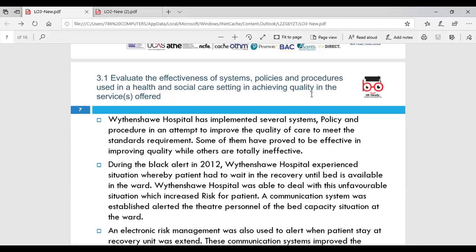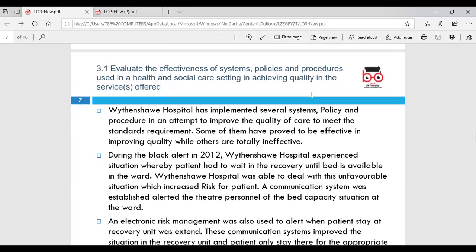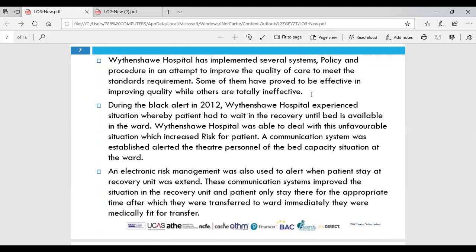Within Shaw Hospital, several systems have been implemented. I'm giving an example of this hospital because it is one example that is shared widely. Policies and procedures are there to improve the quality of care and to meet the standard requirements. Some of them have proved to be effective in providing quality, while others are completely ineffective. We'll talk about how that has happened.